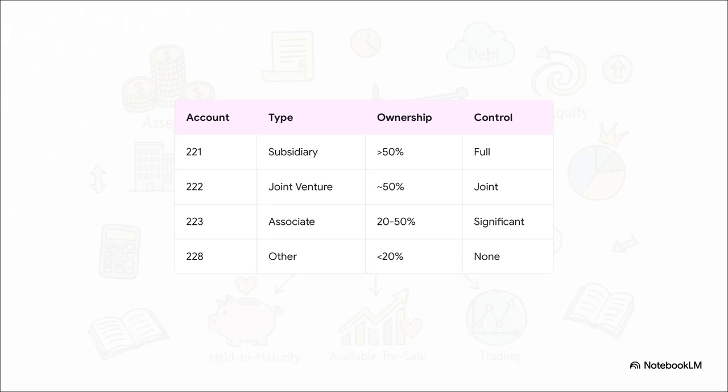Sitting between 20% and 50% gives you significant influence, making it an associate under account 223. And anything under 20% with zero significant influence just gets dumped into account 228 as an other entity. And a quick tip, all of these use account 22092 for their provisions.